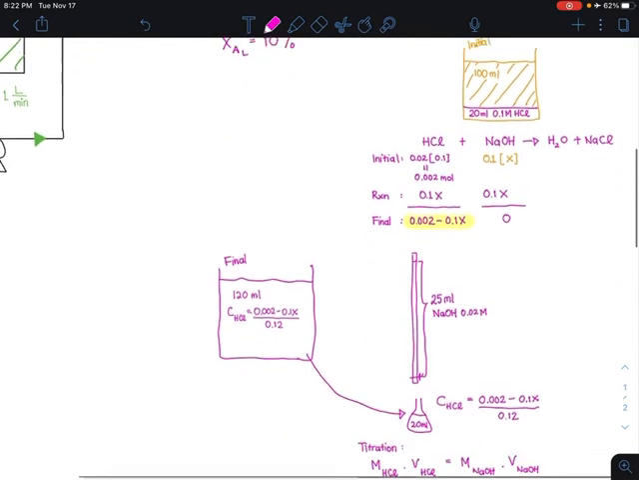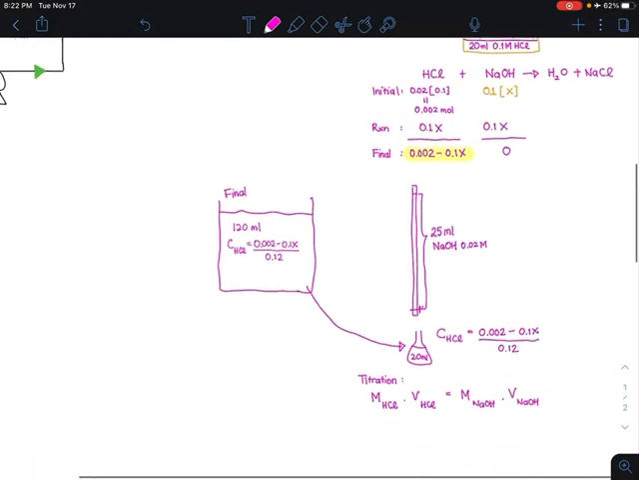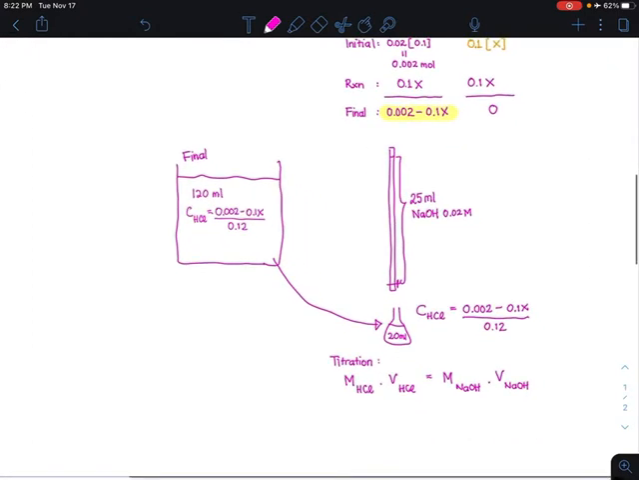So if you follow the previous steps, when you do the titration, let's work out the concentration of HCl first. The concentration of HCl will be 0.002 minus 0.1 times X, which is 0.009, divided by 0.12.